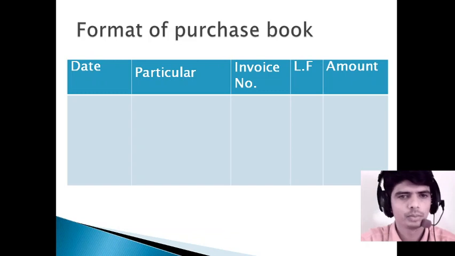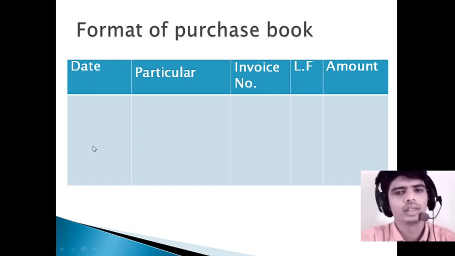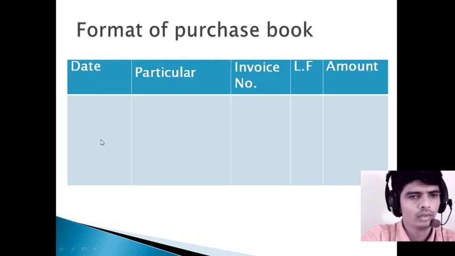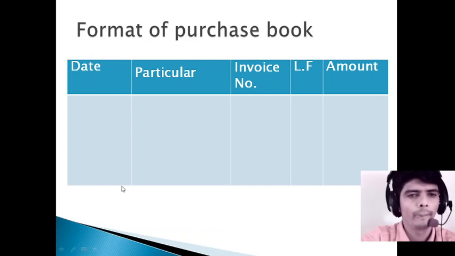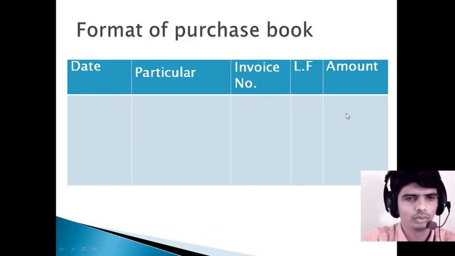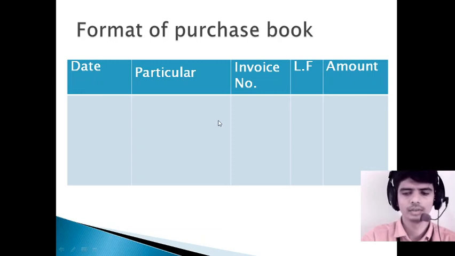This is the format of the purchase book you need to remember. In total there will be five columns. The first column is date, the second particulars, the third invoice number, then LF, and amount. Hope you remember: date, particulars, invoice number, LF, amount. This is the format of the purchase book, where we record only credit purchases. Let's move to the next slide.